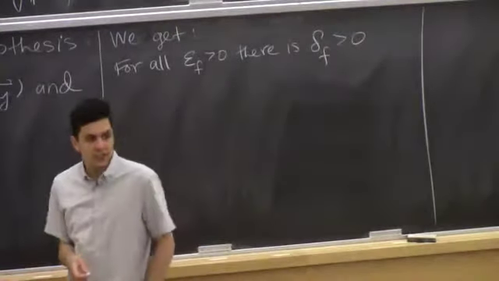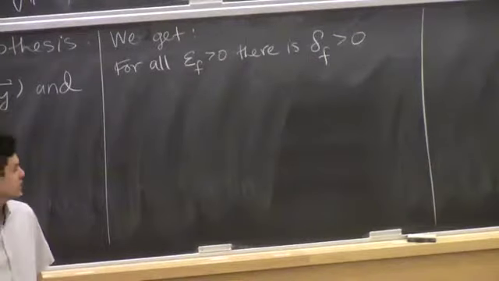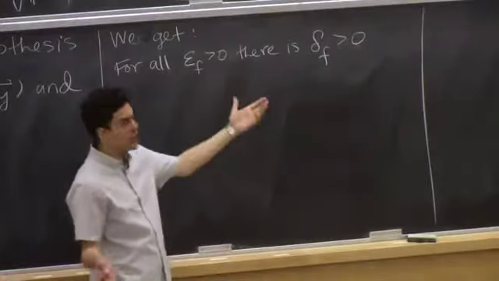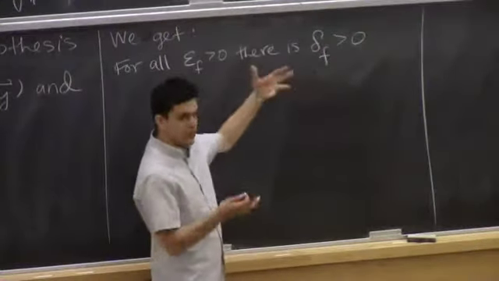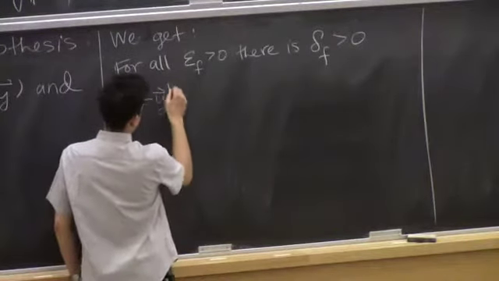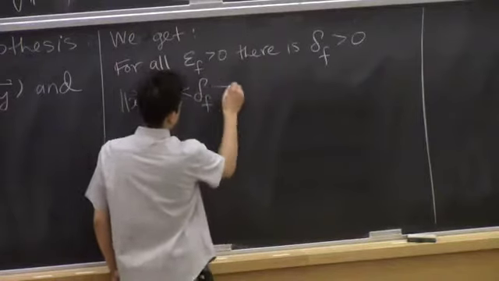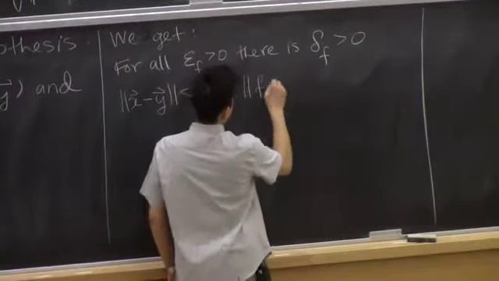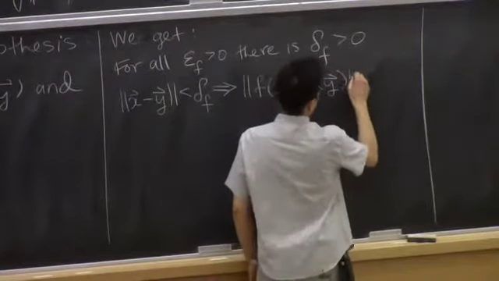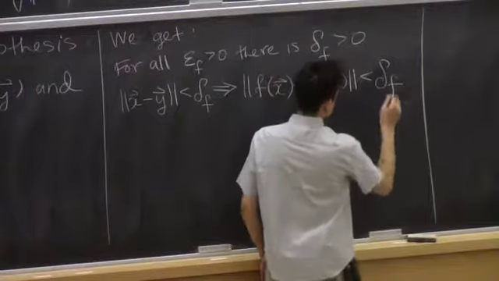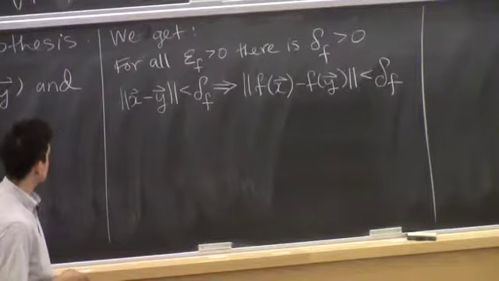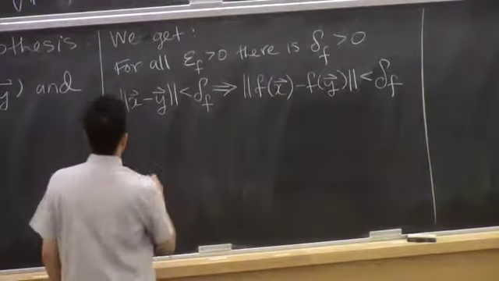Now I'm going to call these guys the epsilon and delta depending on which function they come from. So epsilon f will be our guy for f, delta f will be for f. Okay, so there's the epsilon delta statement for f.